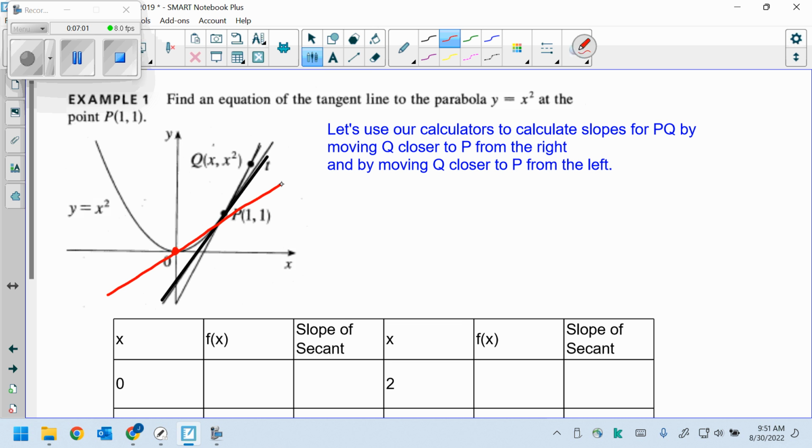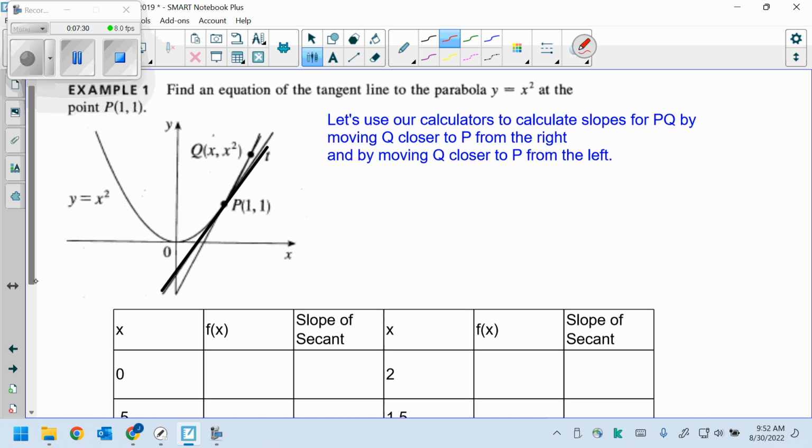Now, I could find the slope of that line real easily because I have 2 points, so I could certainly find the slope. I know what the y-intercept is, so I could write a slope-intercept form of the equation of the line. However, that would not be the equation of the tangent line. So, let's work on finding the equation of a tangent line.